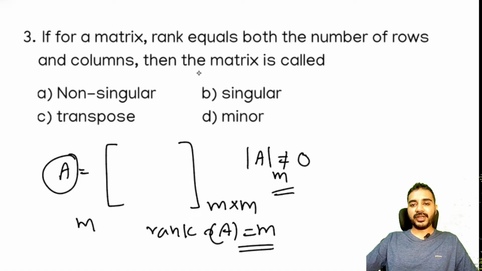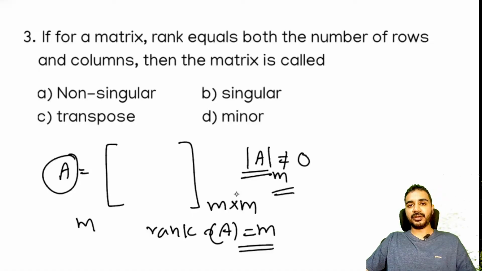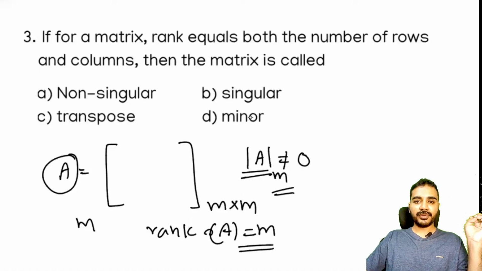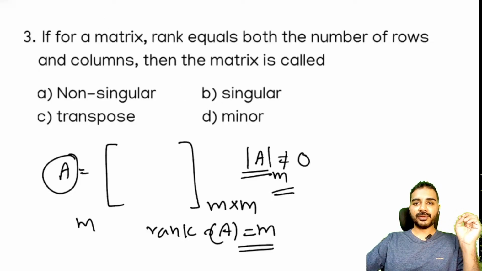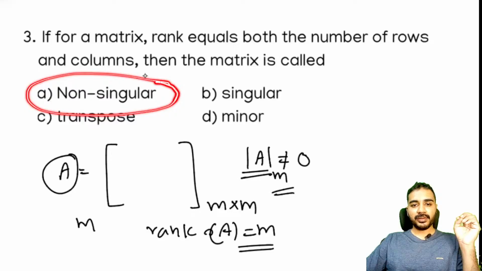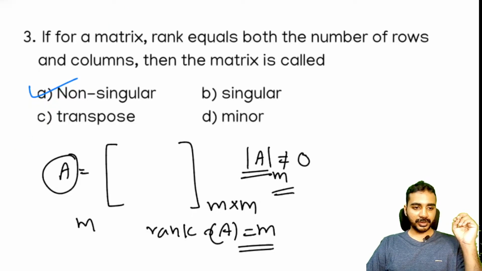So if rank of A is equal to the number of rows or number of columns, then the determinant of A is a non-zero value according to the definition of the rank of matrix. So if determinant is non-zero, we call that matrix a non-singular one. So the answer for this question is nothing but non-singular. So if any doubt, you can comment.